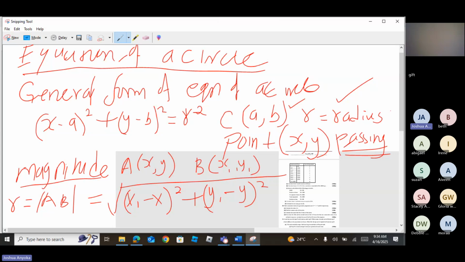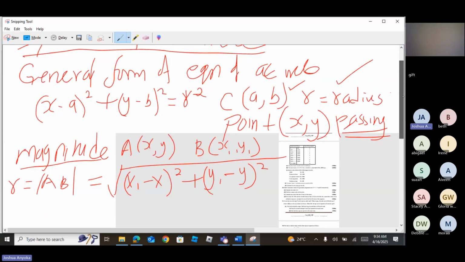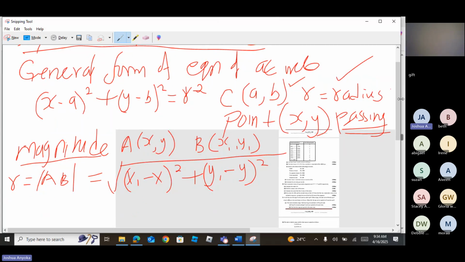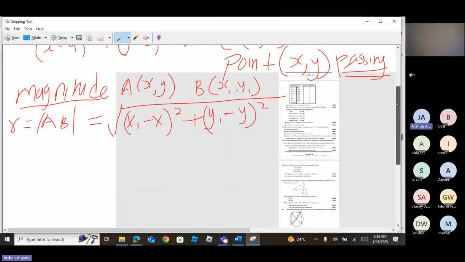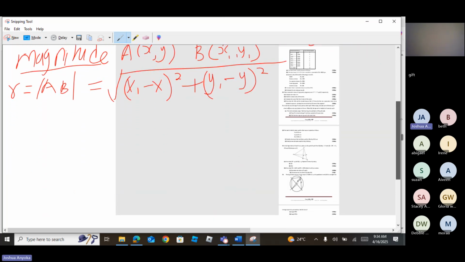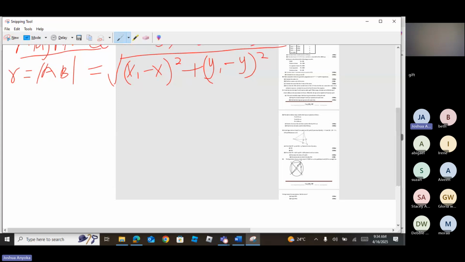Another thing that we need to know, after the magnitude of a vector, is how to find midpoints. Midpoints will help us if we want to find the center.